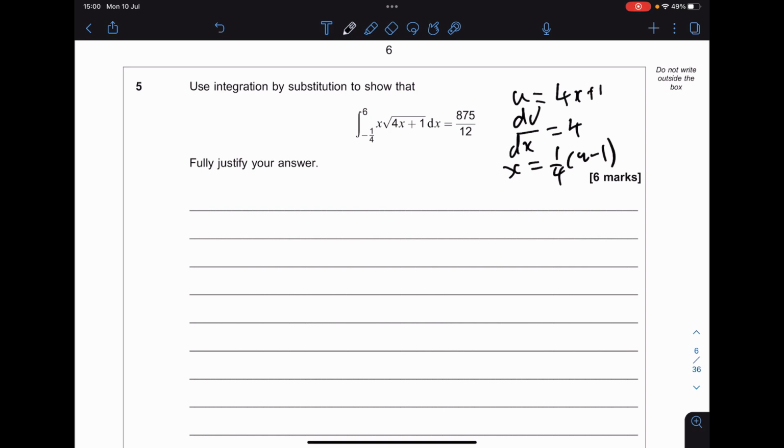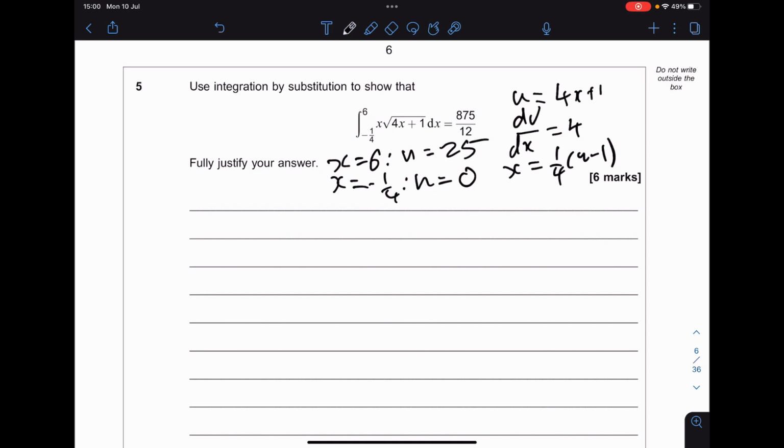So my integral, I also need to change my limits, because I cannot have u limits with x limits. So when x is 6, what's u going to be? Well, that's going to be 20... What's that going to be? 25? Yeah, 25. And when it's minus a quarter, you will end up becoming 0.